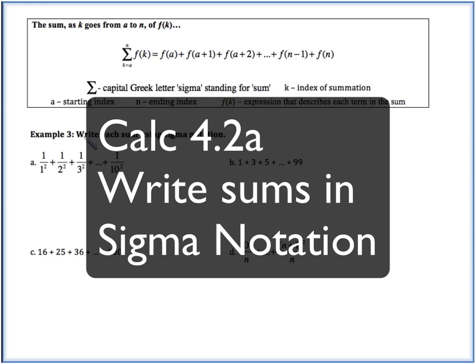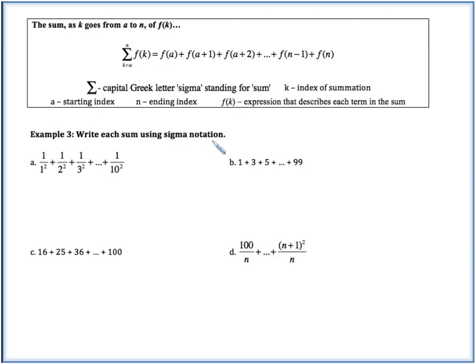Now for example 3, we want to write each sum using sigma notation. So what we have here is an expanded sum that we want to shrink down and write using sigma notation. We have 1 over 1 squared plus 1 over 2 squared plus 1 over 3 squared plus dot dot dot plus 1 over 10 squared. So hopefully you can find the patterns, the things that change and the things that do not change.